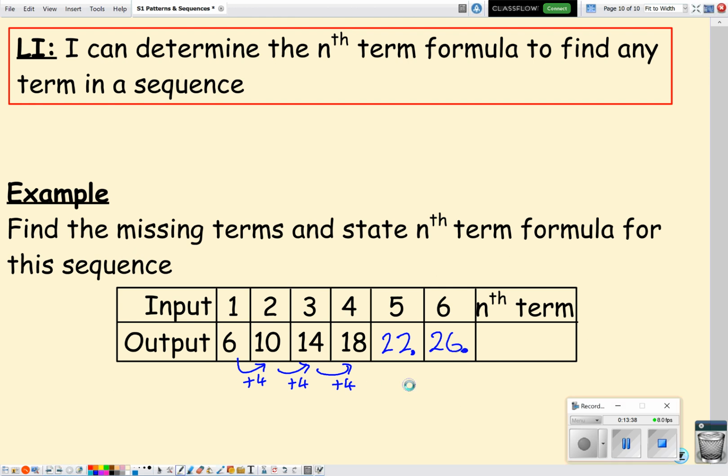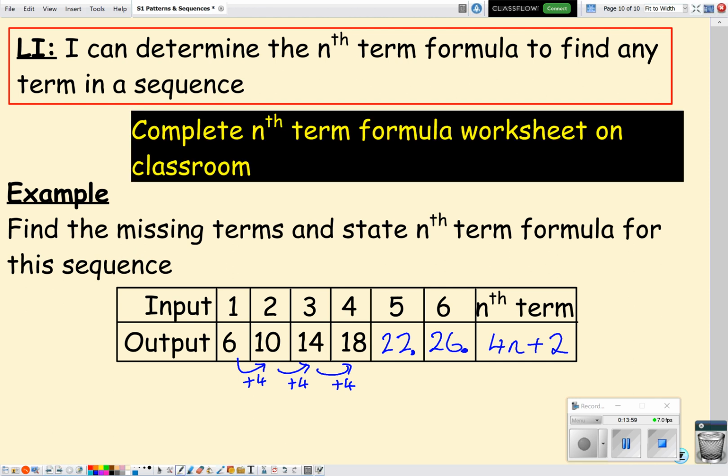But what about our nth term rule? Well, we already know we're going up in 4s, so it's 4n. The 4 times table starts at 4. My sequence starts at 6. So I have to add 2. Easy as that. Right? So you're looking for a correction term and a multiplier.